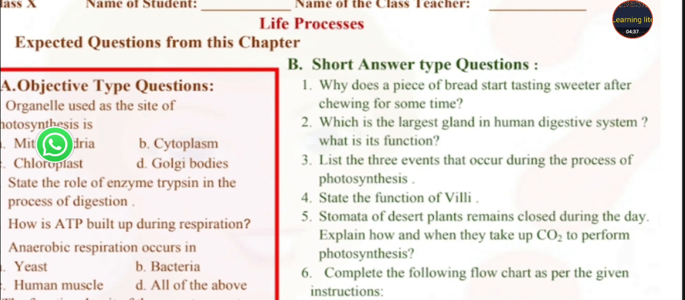Third question, student, list the three events that occur during the process of photosynthesis. First one is absorption. Absorption means chlorophyll absorbs the sunlight. Second is conversion. Conversion means this sunlight is converted into chemical energy. Third one is the carbon dioxide converted into carbohydrate, that is the food prepared by the plant.